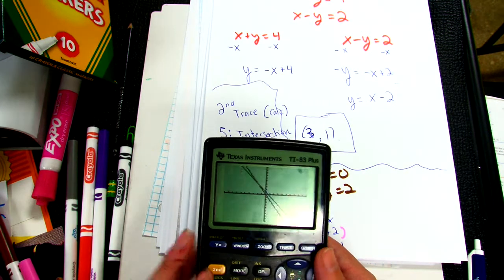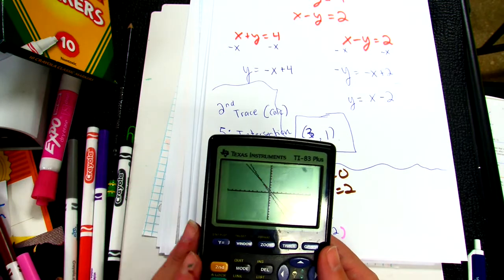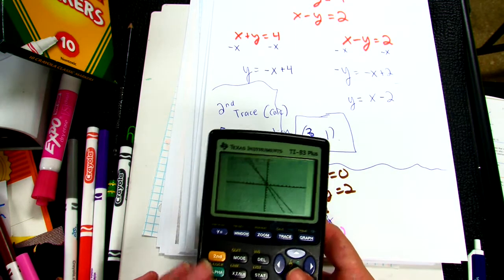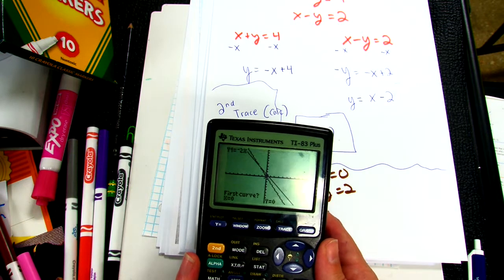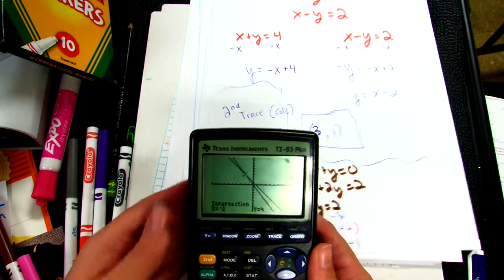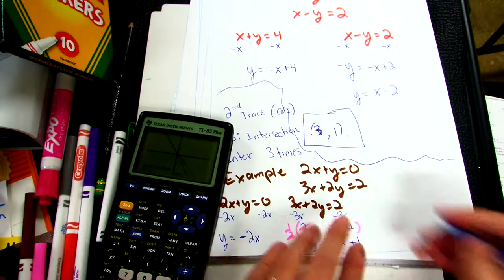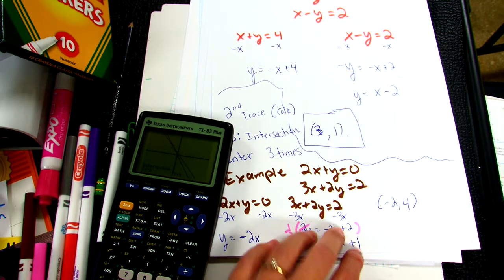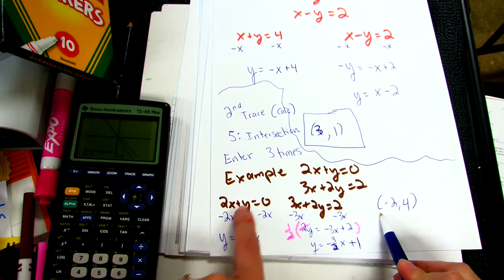I can kind of try to tell where my intersection is, but if I want to know exactly, I hit second, calculate, number 5, and I hit enter 3 times. 1, 2, 3. And the intersection is -2, 4.